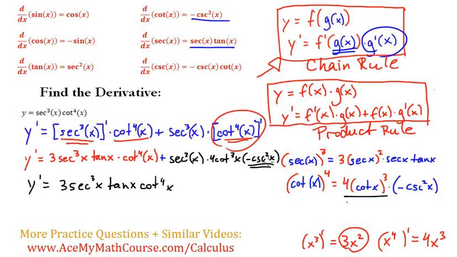So it's the negative cosecant squared, so I'll write it as minus secant, or actually I'll put the 4 in front as well, just to make it look nice and clean. Minus 4 secant cubed of x cotangent cubed of x cosecant squared of x. Wow. That's it.